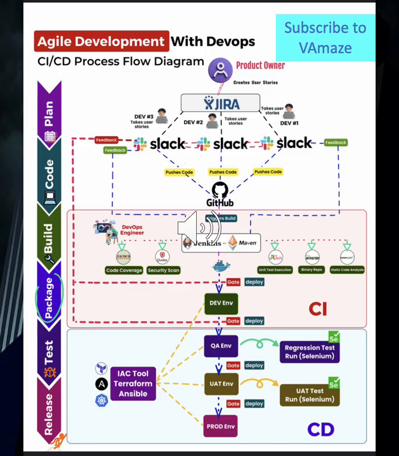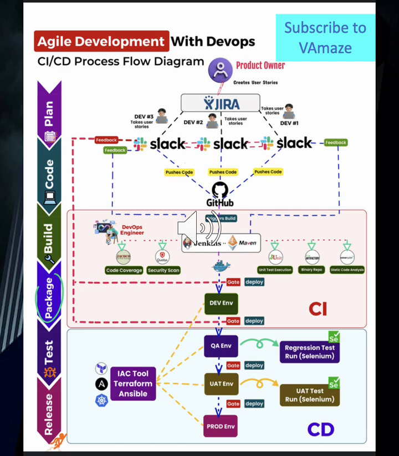Code integration, the GitHub gateway. Version control and code submission. When developers complete their work, they push their code to GitHub, the central repository that serves as the single source of truth for the codebase. This triggers the automated CI/CD pipeline, marking the transition from manual development to automated processes.